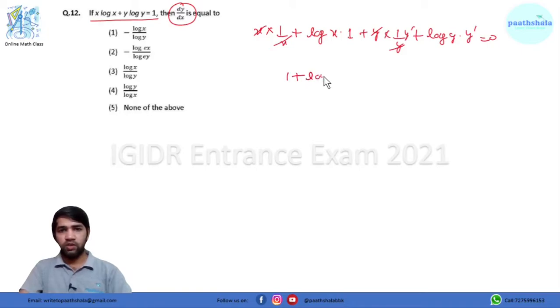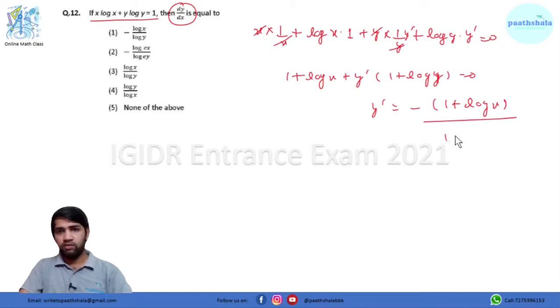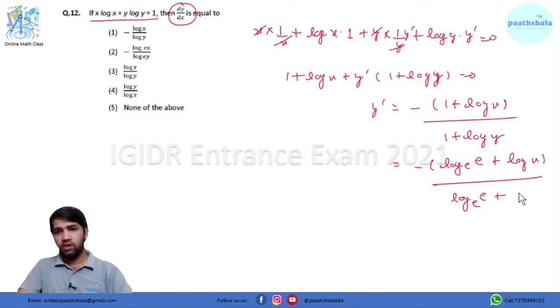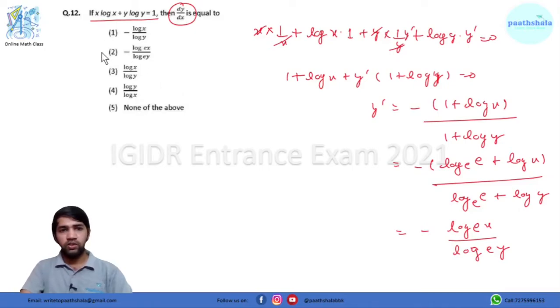Here you will get 1 plus log x plus, if I take y dash as common, 1 plus log y equals 0. So our y dash will come out to be minus (1 plus log x) divided by (1 plus log y). In place of 1, we can write log e raised to the e, and this will be log x upon log e plus log y. Log m plus log n is log mn. So this is log ex upon log ey. If I go by the choices, option 2 is the right option.